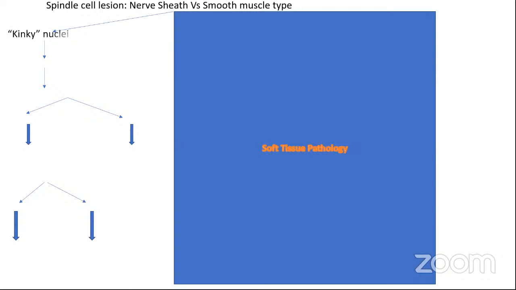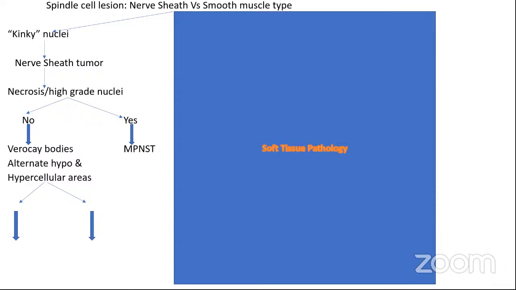The first question would be, are you seeing kinky nuclei? Because they would be hints that you are probably looking at nerve sheath tumors. Once you are thinking in that direction, the next question I would like to ask myself is, am I seeing necrosis? Am I seeing high grade nuclei? Am I seeing any features that would suggest it to be a malignant peripheral nerve sheath tumor?